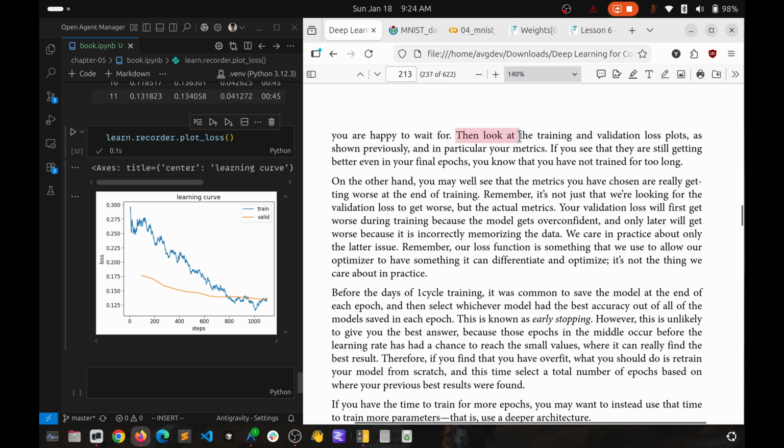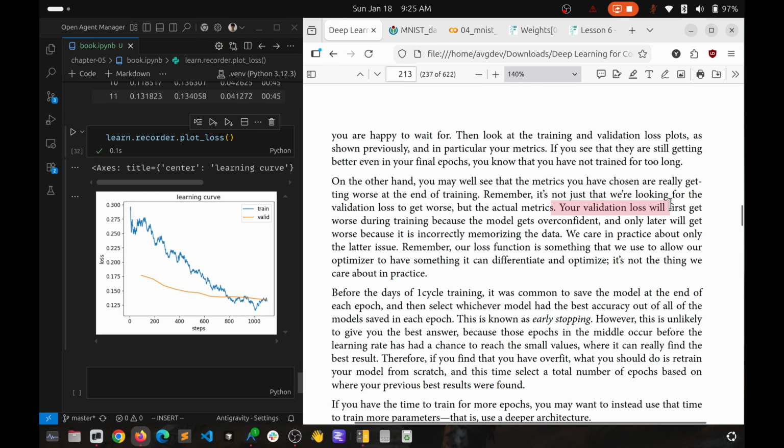Then, look at the training and validation loss plots as shown previously, and in particular your metrics. If you see that they are still getting better even in your final epochs, you know that you have not trained for too long. On the other hand, you may well see that the metrics you have chosen are really getting worse at the end of training. Remember, it's not that we're looking for the validation loss to get worse, but the actual metrics.